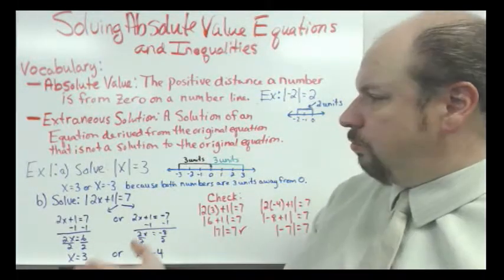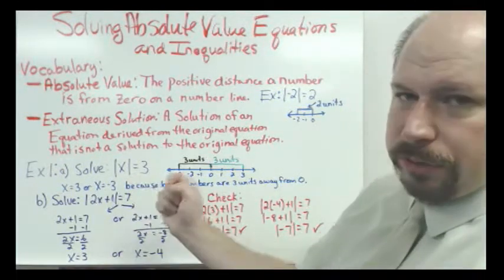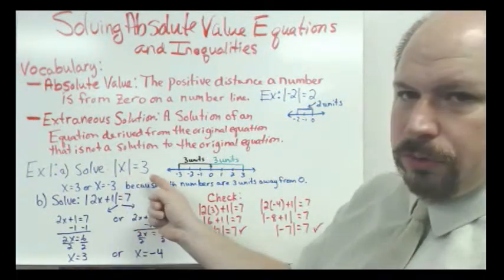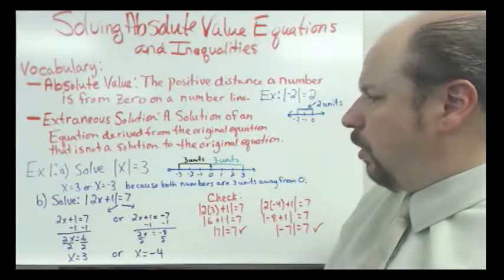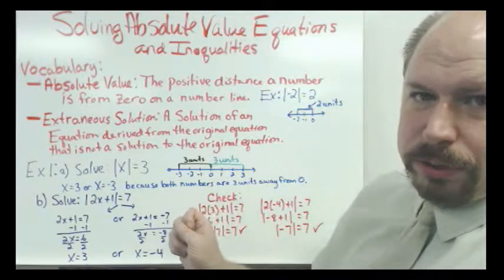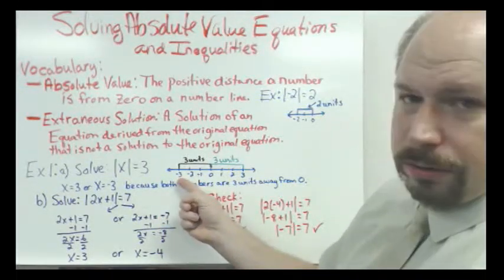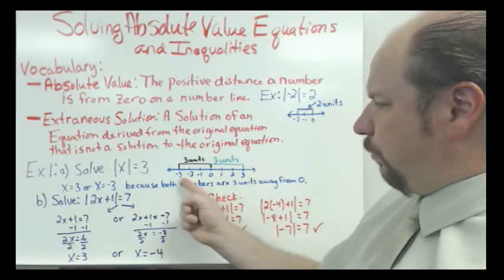So now let's take a look at some equations here. First of all, we'll start out with a basic equation. The absolute value of x is equal to 3. Notice that there are two numbers that are 3 units away from 0 on the number line. It would be negative 3 and positive 3.